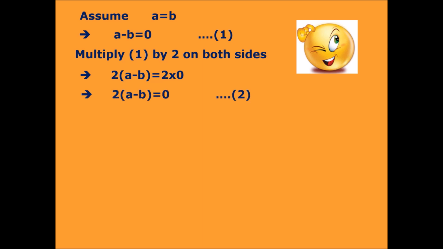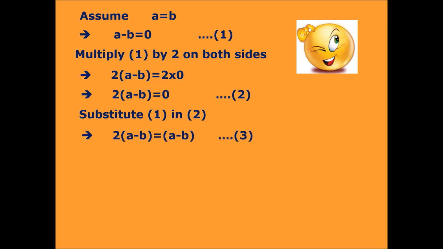So, 2 times of A minus B is equal to 0. Keep it as equation number 2. We know that A minus B is equal to 0. So in equation 2, in place of 0, substitute A minus B. That is, substitute equation 1 in 2. Keep it as equation 3.